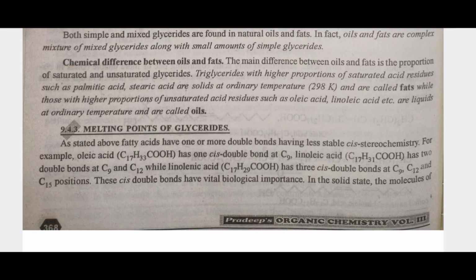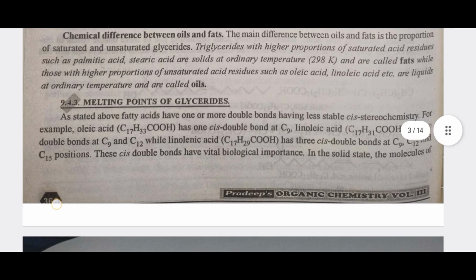Melting point of glycerides. As stated above, fatty acids have one or more double bonds, having the less stable cis stereochemistry. For example, oleic acid has one cis double bond at C9, linoleic acid has two double bonds at C9 and C12, while linolenic acid has three cis double bonds at C9, C12, and C15 positions. These cis double bonds have vital biological importance in the solid state.